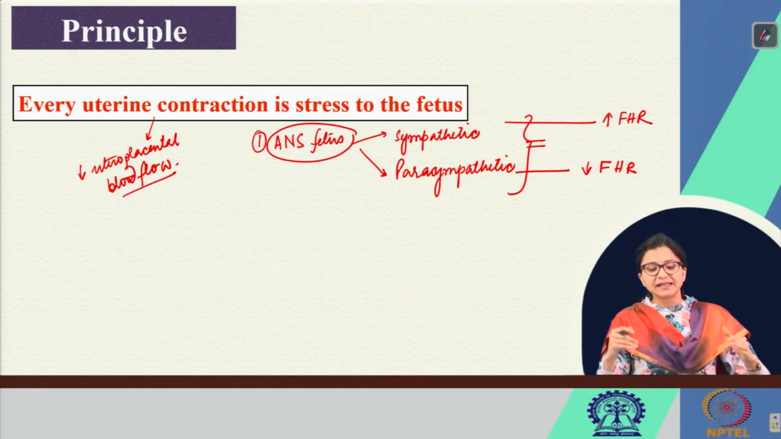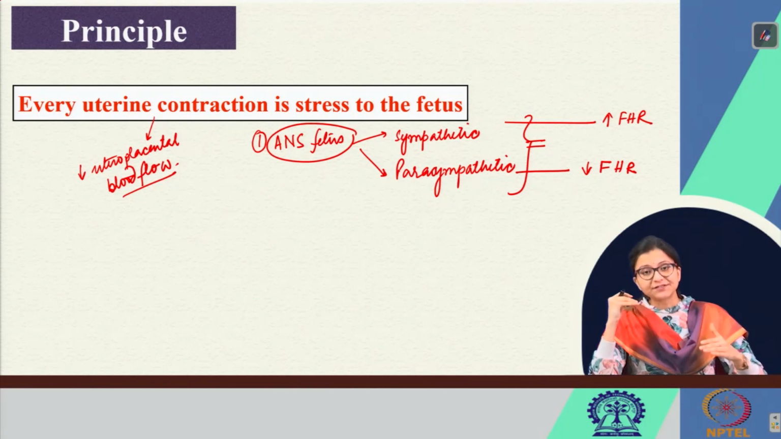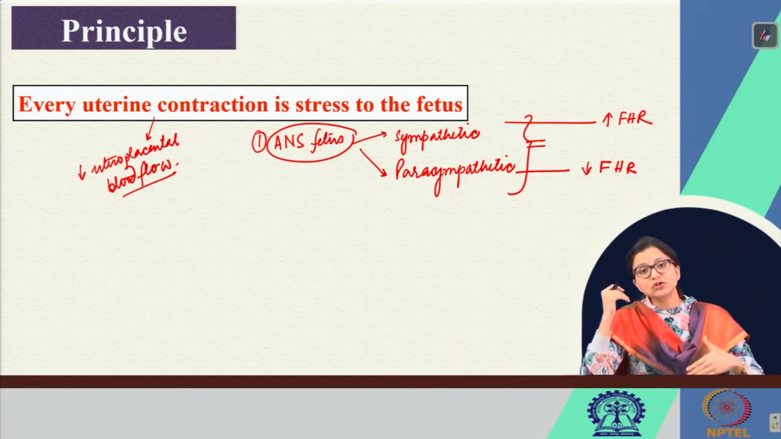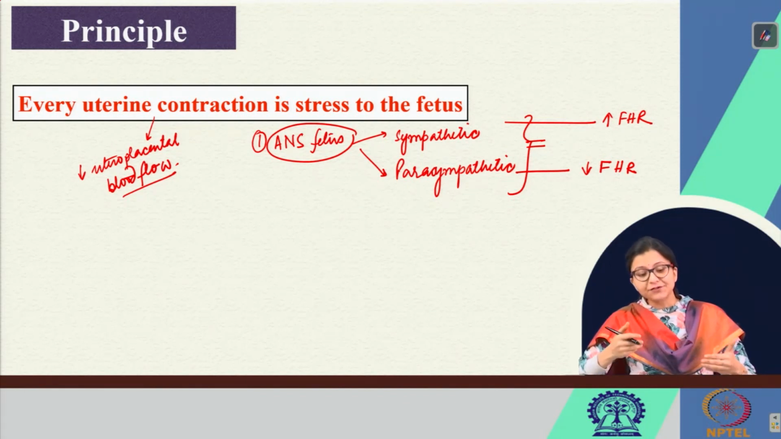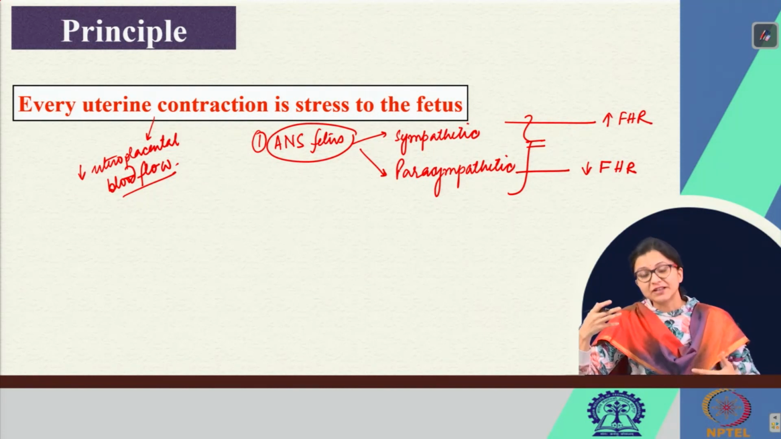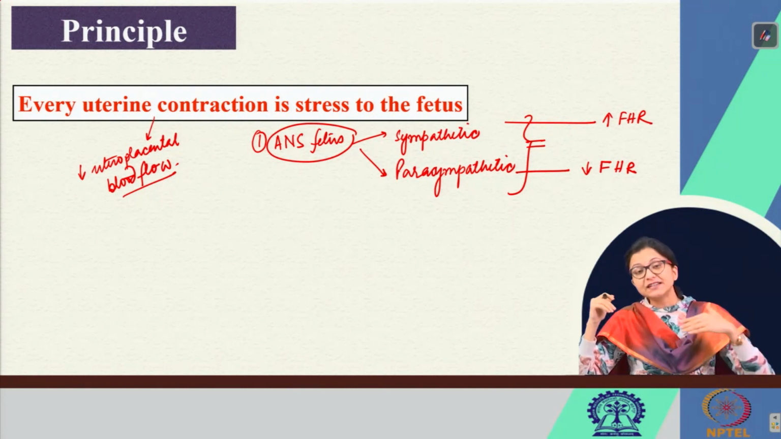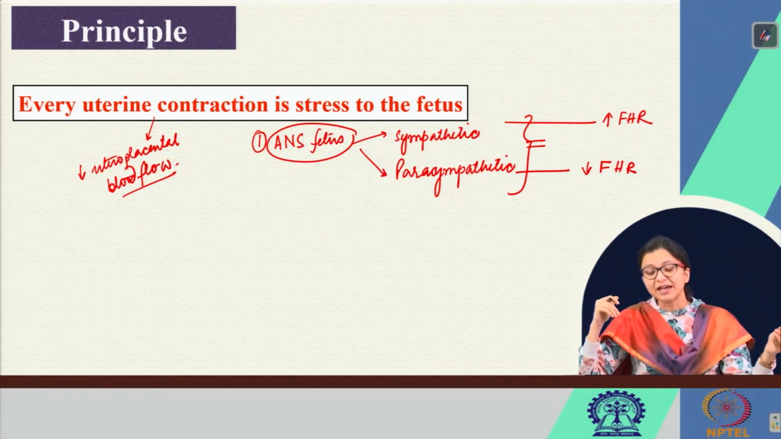So, in a nutshell, the fetus has an autonomic nervous system. The autonomic nervous system has two parts, the sympathetic and the parasympathetic. There is always a synchrony between these two systems, because the sympathetic will increase the fetal heart rate and the parasympathetic will decrease the fetal heart rate.